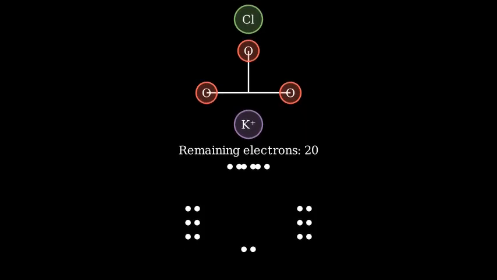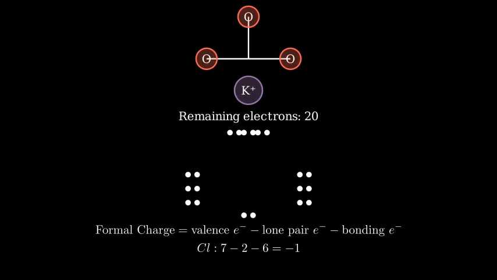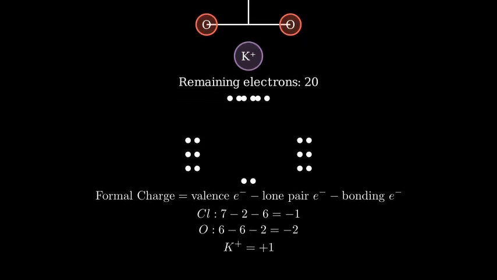Finally, let's calculate the formal charges. Remember, formal charge equals the number of valence electrons minus the number of lone pair electrons minus the number of bonding electrons. For chlorine, that's 7 minus 2 minus 6, giving a -1 charge. For each oxygen, it's 6 minus 2, giving a formal charge of -2. Potassium forms a +1 ion.